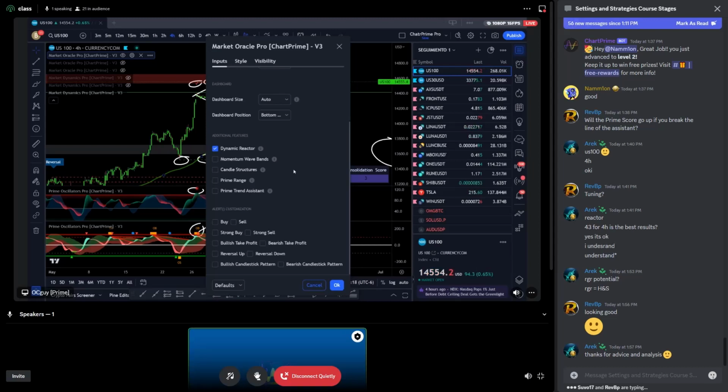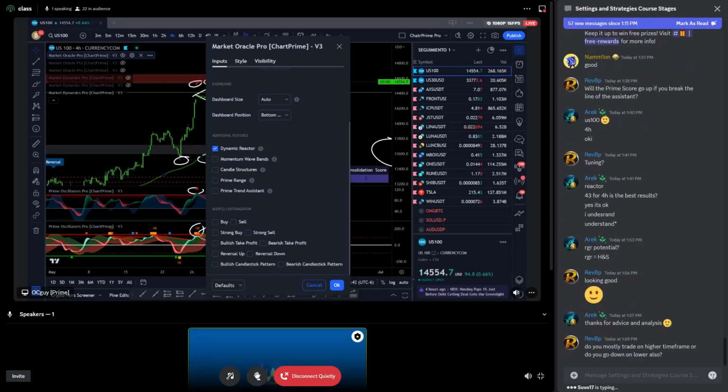So it is not a change of color, but you can say, for example, strong buy, strong sell, bullish take profit, bearish take profit, reversal up. We don't have it integrated in here just yet. Rash, make sure that you place that under the request channel, please. That way it goes straight to our developers and they can add it there.